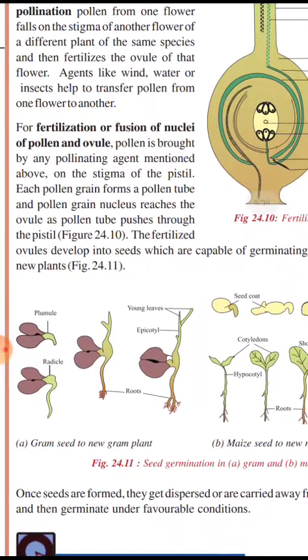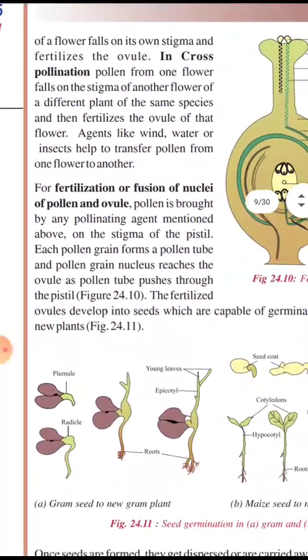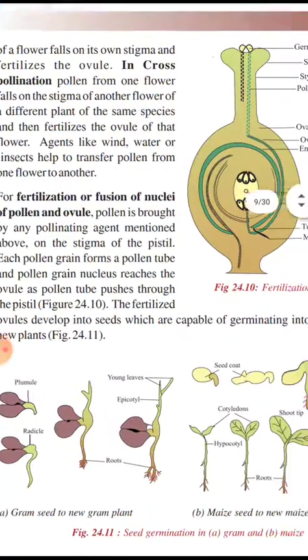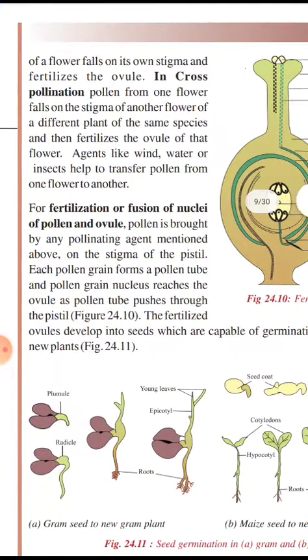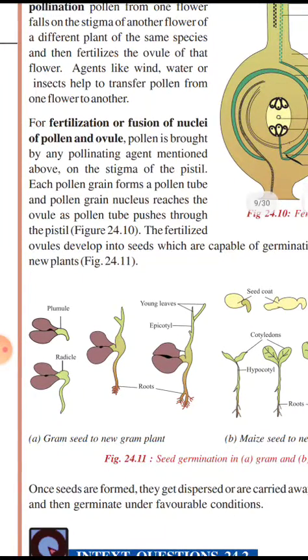So each pollen grain forms a pollen tube. As in the diagram you can see, it forms a pollen tube, and then the pollen grain through that pollen tube reaches the ovule, and the pollen tube pushes through the pistil. You can see the pistil here, and the pollen tube pushes the pollen grain into that pistil, and then they join together, and the ovules are now joined and fertilized.